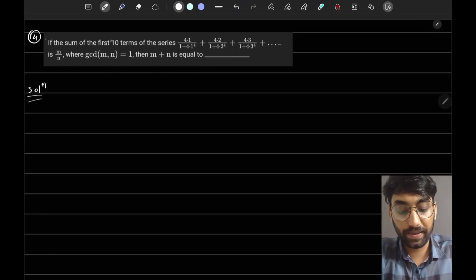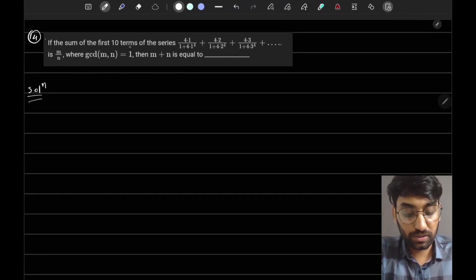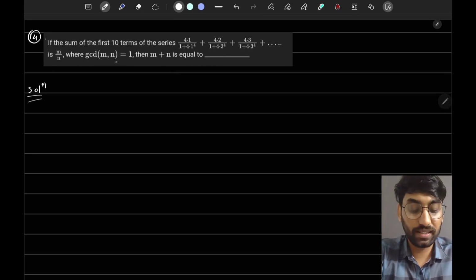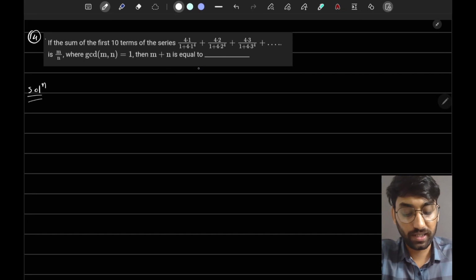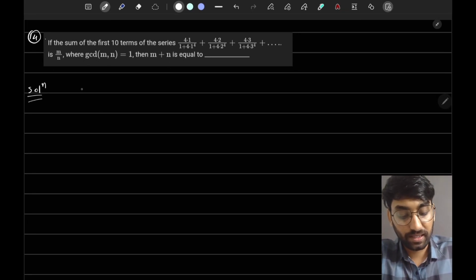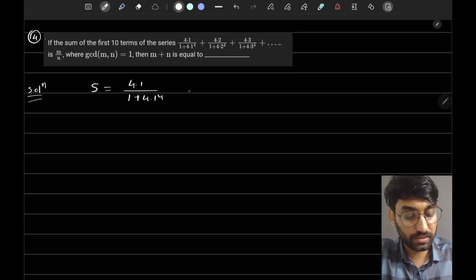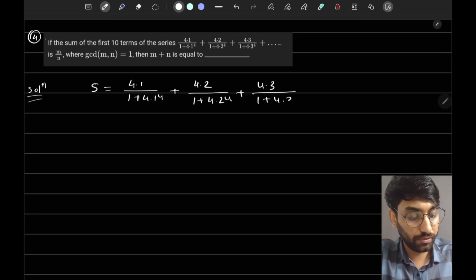So what I have is: if the sum of the first 10 terms of this series is m by n, where GCD of m and n is 1, then we need to find the value of m plus n. Okay, so let's see this series. Let us consider s equal to 4 into 1 by 1 plus 4 into 1 power 4, plus 4 into 2 by 1 plus 4 into 2 power 4, plus 4 into 3 by 1 plus 4 into 3 power 4, and so on. Correct? This is my first term, this is my second term and this is my third term.